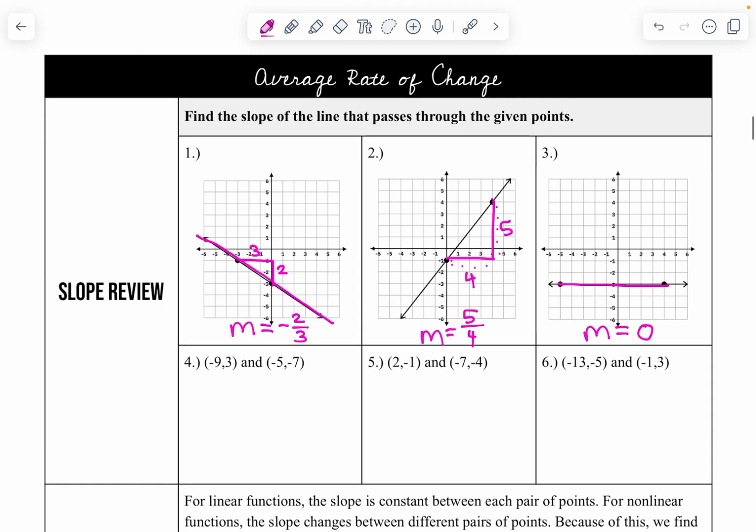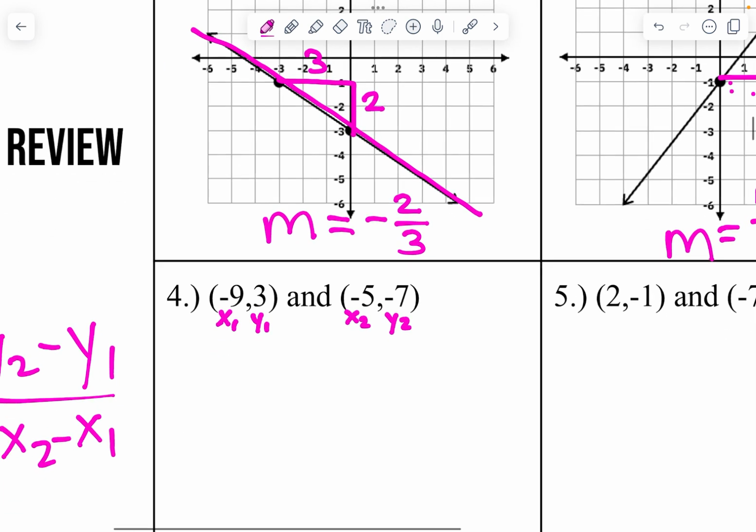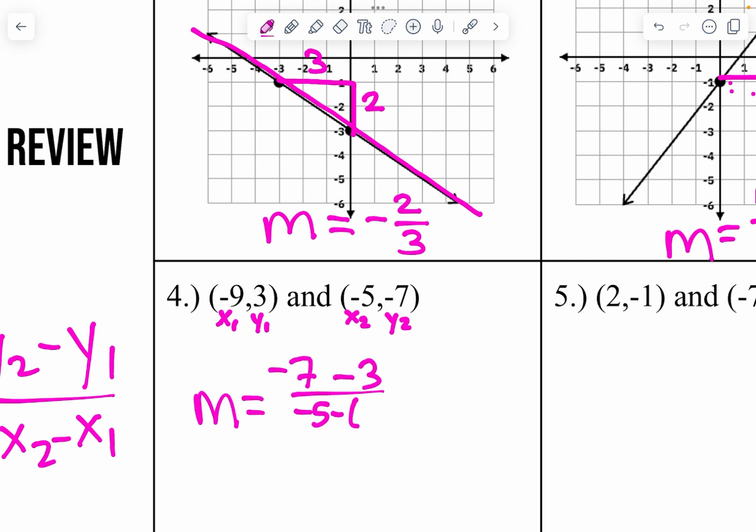All right, if we're given 2 points, we have to remember our slope formula from our Algebra 1 classes. Slope formula says the change in y divided by the change in x values. Doesn't matter which one you make x1, y1, and x2, y2, you just have to be consistent. So I'm going to start with the second coordinate pair for the y values. I have to start with the second coordinate pair for the x values as well.